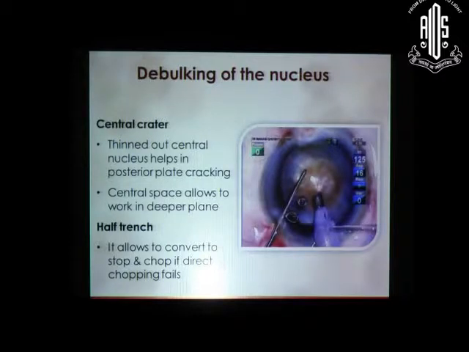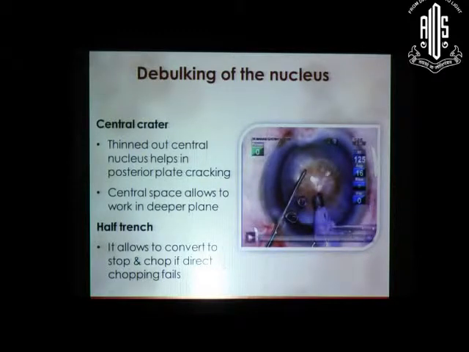Debulking can be either in the form of crater formation or in the form of a half groove. In case of a central crater, the thinned out central nucleus helps in posterior cracking, because you have already thinned the central thickest part, so definitely posterior cracking will be easier. And it will allow you to make a space so that you can work further posteriorly, and that will prevent damage to the endothelium. Half groove is also good, and it also allows you to convert to stop and chop or direct chopping.